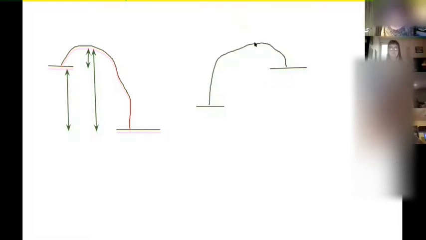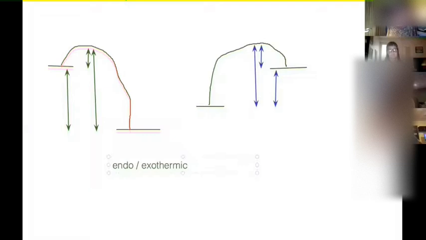We want to know, what's that energy difference? The heat that's absorbed or released. What is that activation barrier in the forward direction? What is that activation barrier in the reverse direction? Okay, so we want to be able to tie these together with endo versus exothermic. We want to be able to identify which direction is faster.